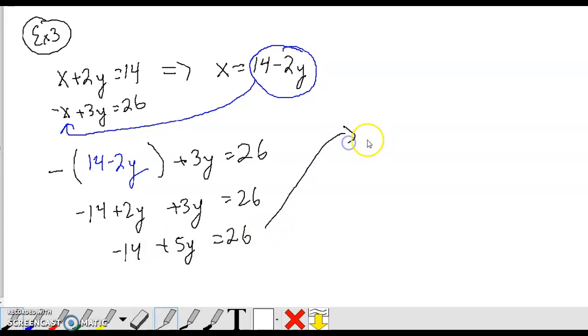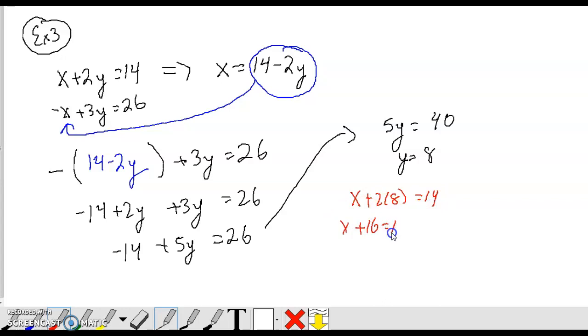Bring it up right here. Add the 14 to the other side. So 5y is equal to what, 40. y is equal to 8. Plug it in. Again, plug it into the original equation because we could have made a mistake right here. So we're going to say x plus 2 times 8 is equal to 14. So x plus 16 is equal to 14. x is equal to negative 2. So our answer, always an xy pair, is negative 2, 8.